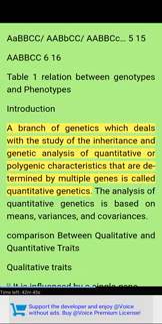A branch of genetics which deals with the study of the inheritance and genetic analysis of quantitative or polygenic characteristics that are determined by multiple genes is called quantitative genetics. The analysis of quantitative genetics is based on means, variances, and covariances.